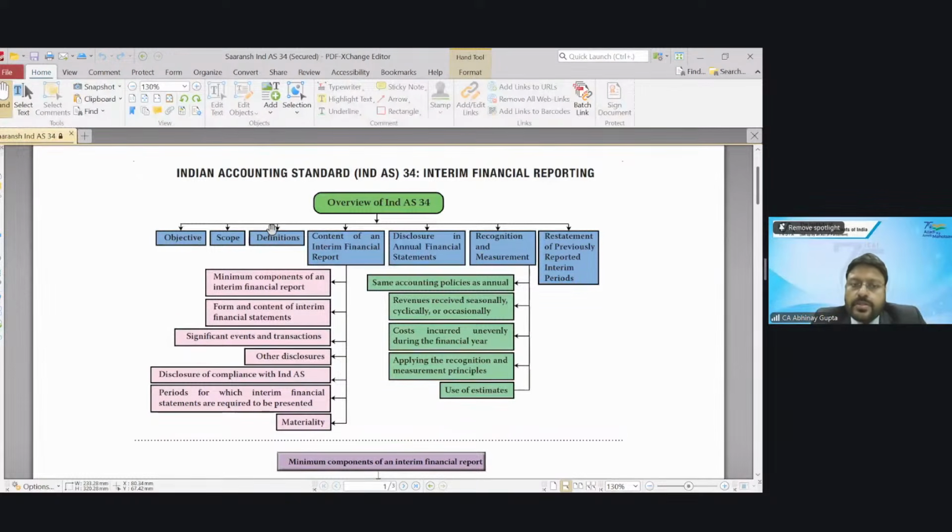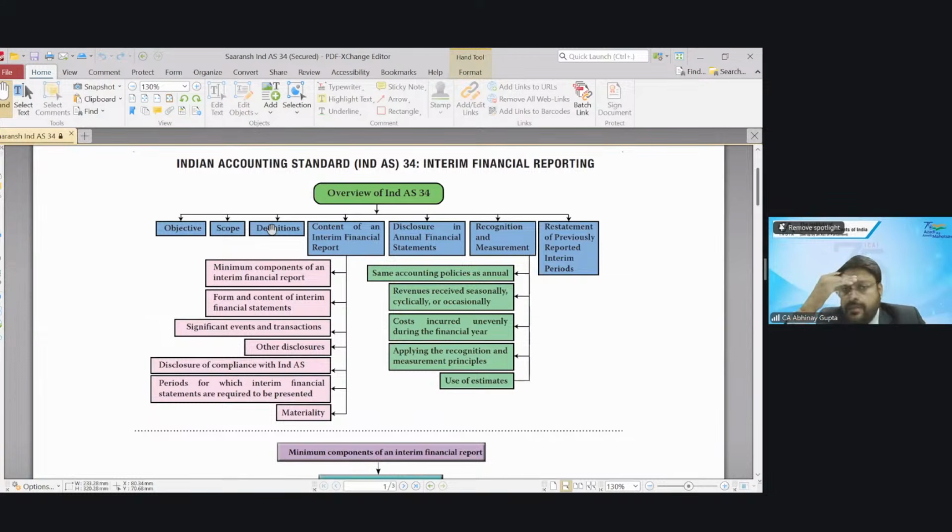This standard also prescribes certain minimum components or minimum items which need to be presented in the financial statements, the forms and content of these financial statements, and disclosures around significant events and transactions which have occurred during the interim financial period, right? And certain other disclosures which would eventually be required. So basically, Ind AS 34 says that for interim financial reporting, the company needs to make all those disclosures which are significant from that interim financial period perspective, right?